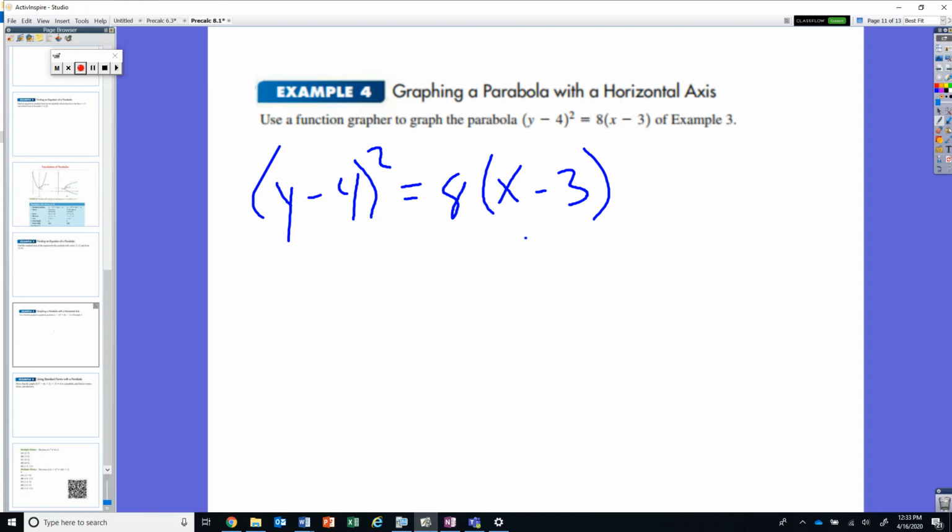And then we have that the value of 4p is 8. So that means the focal length of p is going to be 2, and it's going to be positive. So that means it's going to be opening to the right.